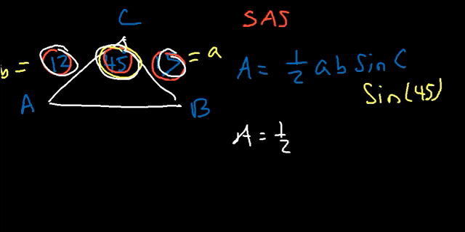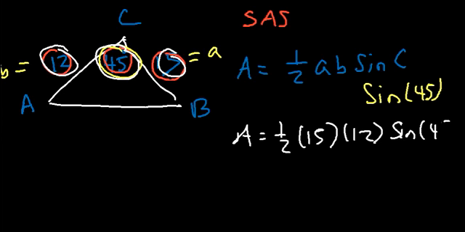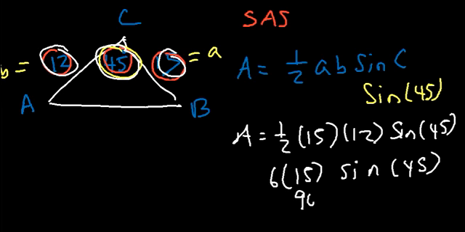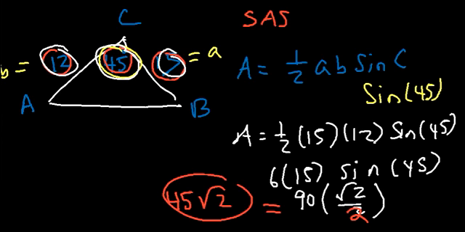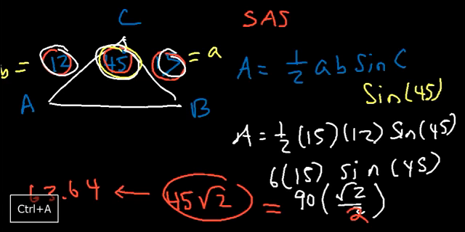So it's 1/2 times 15 times 12 sine of 45. Half of 12 is 6, and 6 times 15, that's 90. And sine 45, that's root 2 over 2. So 90 divided by the 2 on the bottom is equal to 45. So the answer is 45 root 2. That's the exact answer, but if you want the decimal value, the area of this triangle is about 63.64. So that's how you can find the area of an oblique triangle.